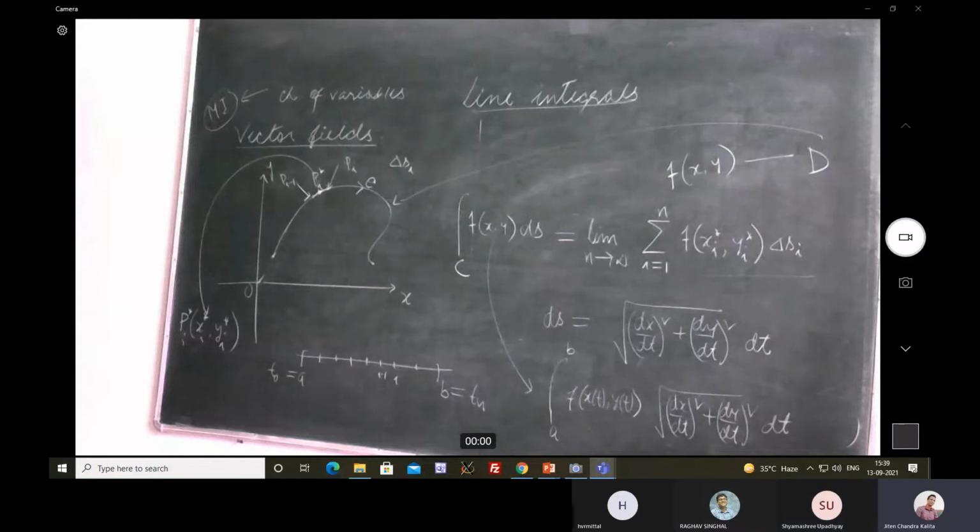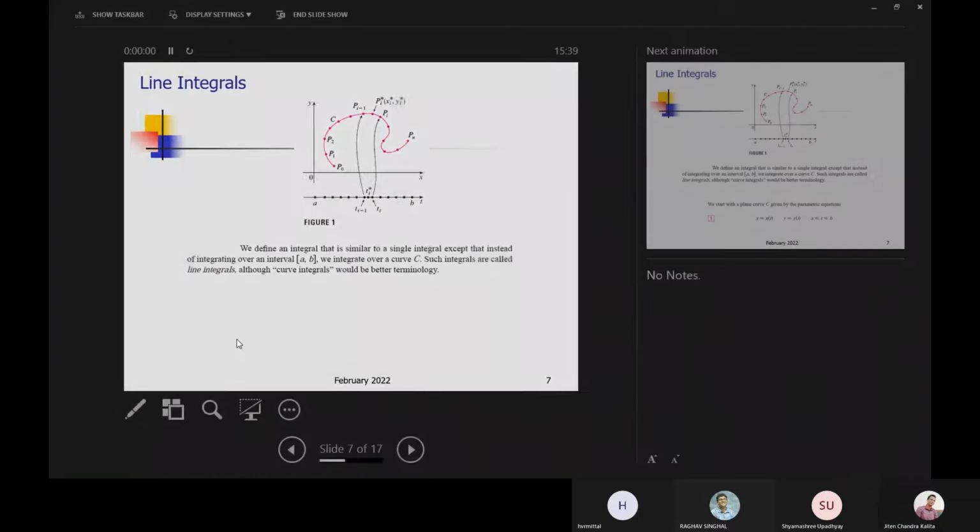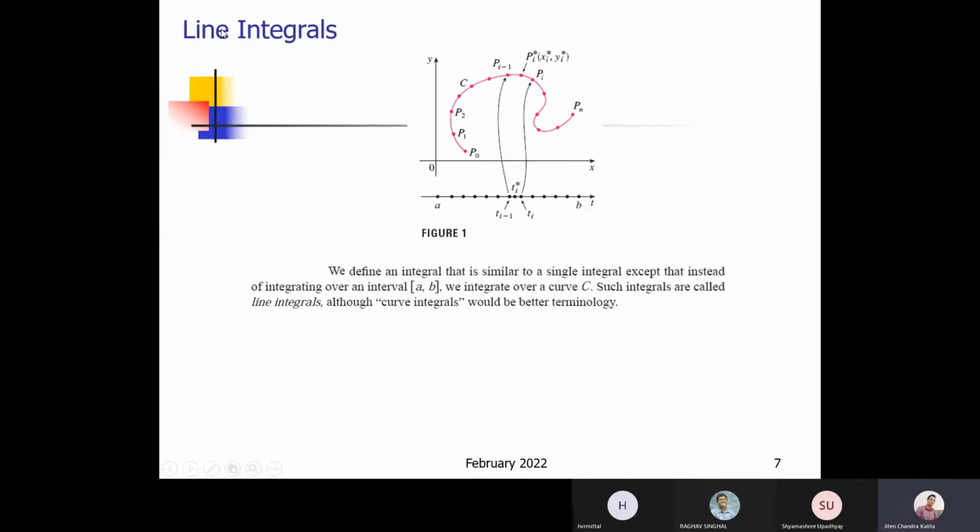So now I'm just going to run through my slides. This I have already explained, how this is obtained. I have parameterized this curve C, where each point on C, of the form x comma y, has x and y as functions of t, where t lies in this interval AB, and then I'm dividing this AB into subintervals, and the procedure I have already defined.